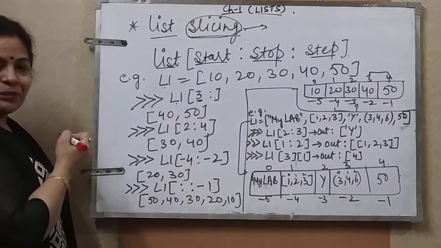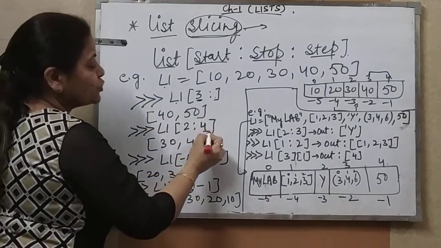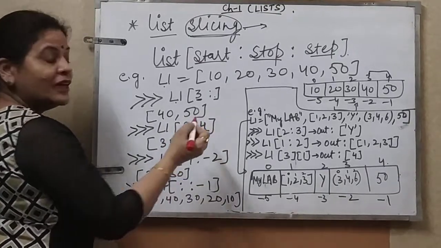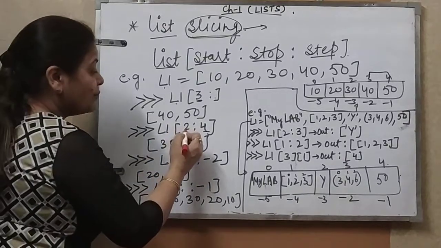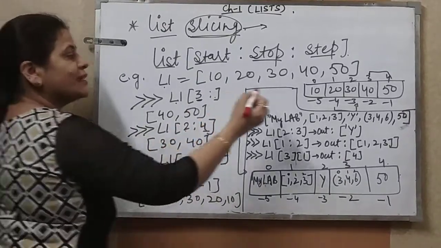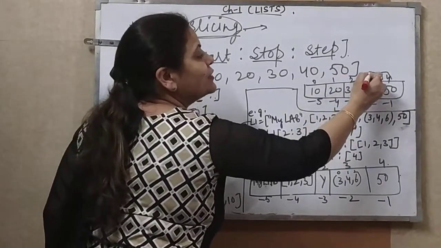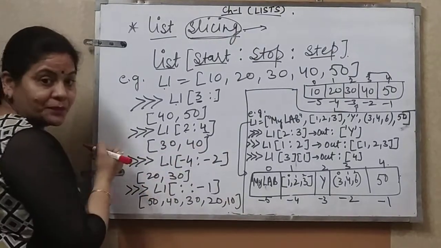Here I'm writing L1[2:4], where I'm specifying the stop value. Whatever stop value we define, it will take one less value than that. If I write 2:4, it will start giving me the values of the list from index 2, but it will take the values only till 3. So the values will be printed as 30, 40.